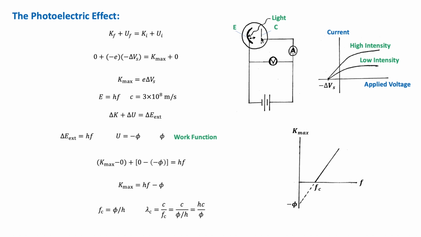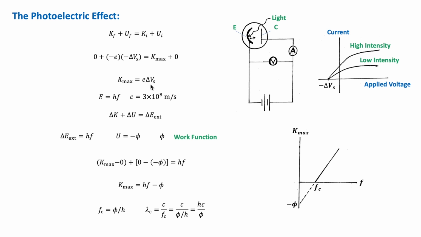So let's take the initial electric potential energy of the system to be zero. Then the final electric potential energy U final is equal to minus e times minus ΔVs. So from this equation we get K max equal to e ΔVs. So this equation enables us to measure K max experimentally by measuring the voltage when the current drops to zero, which is the stopping voltage ΔVs.